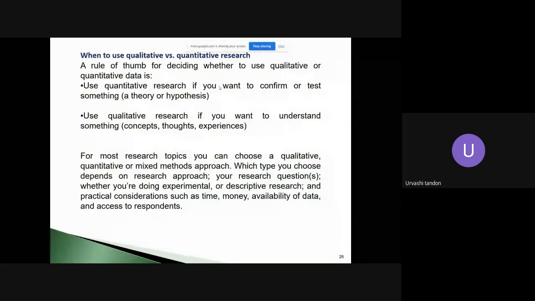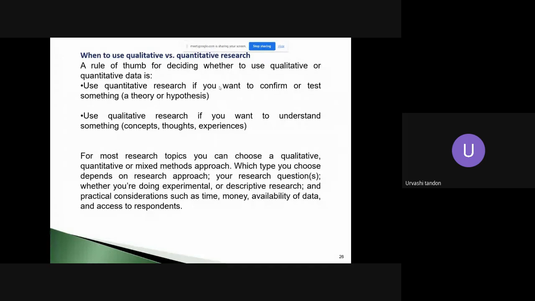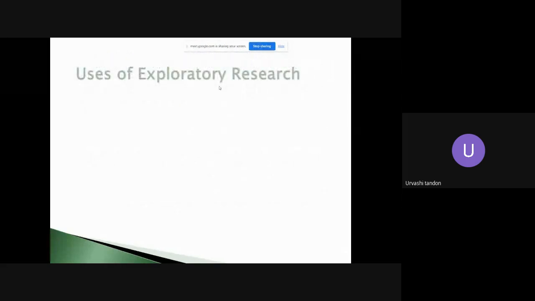So, a rule of thumb is quantitative when you want to confirm or test something, qualitative when you want to understand something, right? And nowadays, the trend is using a mixed method approach. Like, we have barriers, we have drivers, and for barriers, we conducted the online interviews. And for these drivers, we have the ready-made scales, or we call it standardized questionnaires. For that, we use those questionnaires.